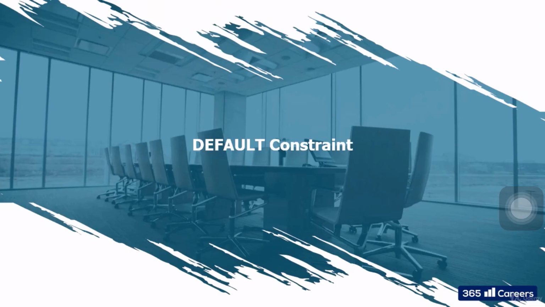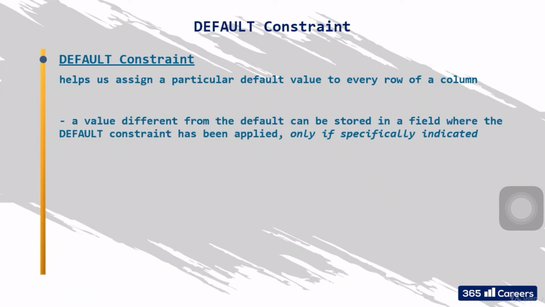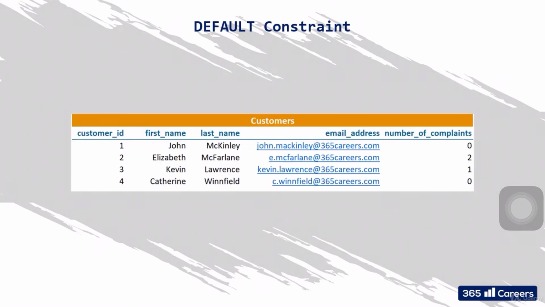All right, let's talk about another type of constraint, the default constraint. You will see it in almost all databases you will work with. It helps us assign a particular default value to every row of a column. A value different from the default can be stored in a field where the default constraint has been applied, only if specifically indicated.